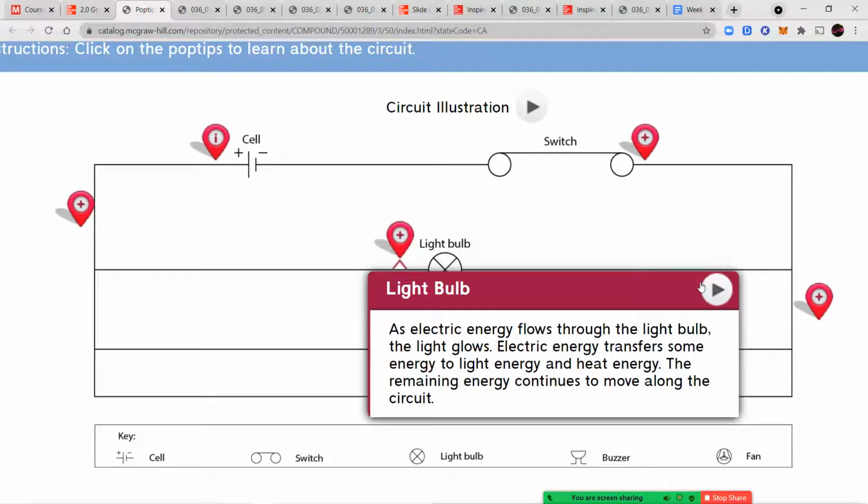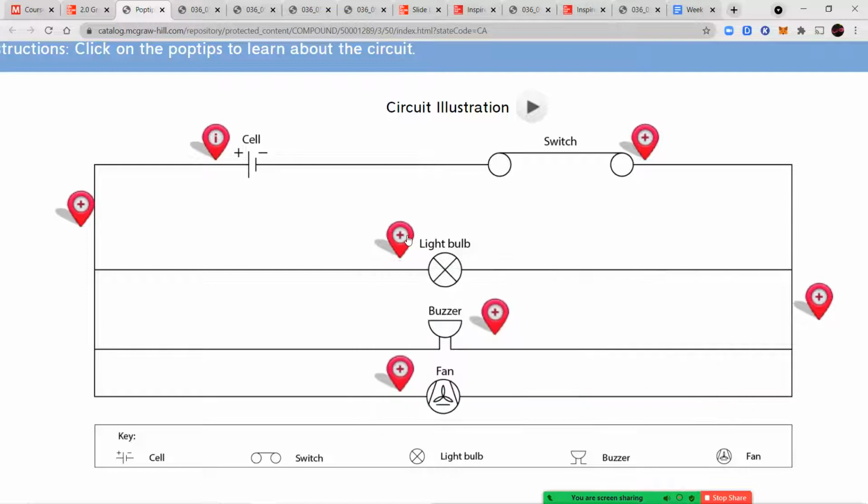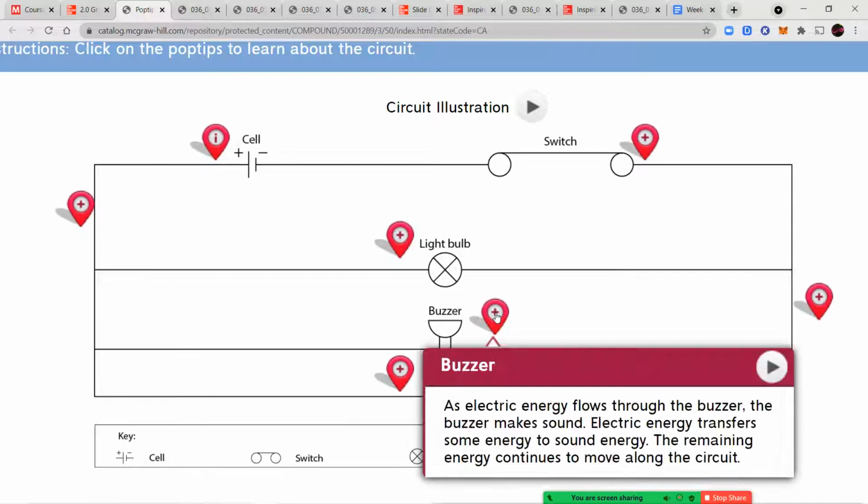As electric energy flows through, the light glows. Electric energy transfers some energy to light energy and to heat energy. The remaining energy continues to move along the circuit. So think about anytime you've turned on a light bulb. If you stand close to it or you put your hand near it, you can feel heat coming off of it as well as seeing the light. So if we have energy flowing through this, it's going to turn on the light bulb.